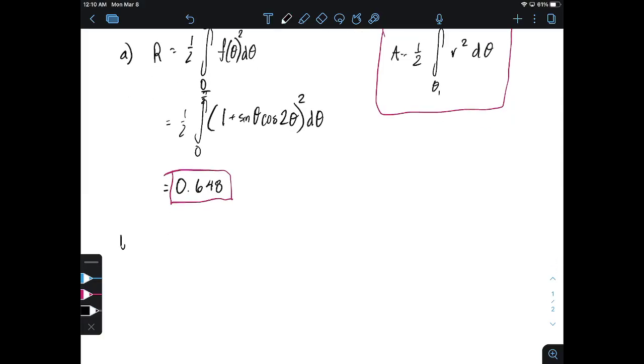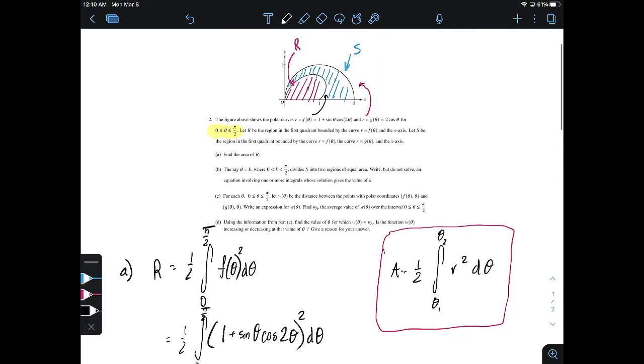Okay, so now let's look at part B. We have a ray theta equals k, in the first quadrant, seen by this, and it divides S into two regions of equal area. If we wanted to quickly see what that would look like, we would probably have something here, and it would just divide this, whereas this is equal to this. We're going to get rid of that confusing illustration, but that's the idea.